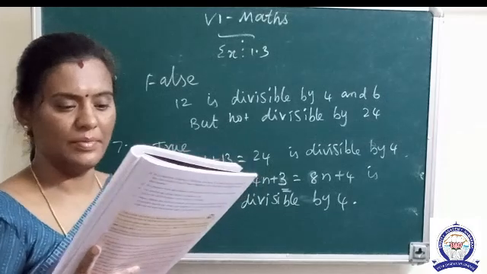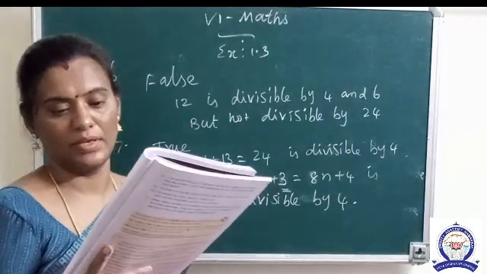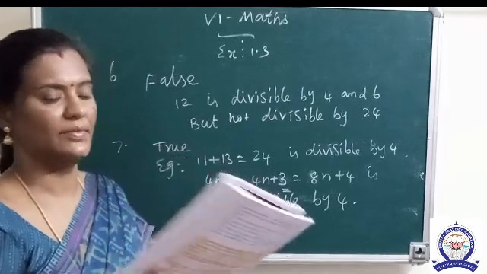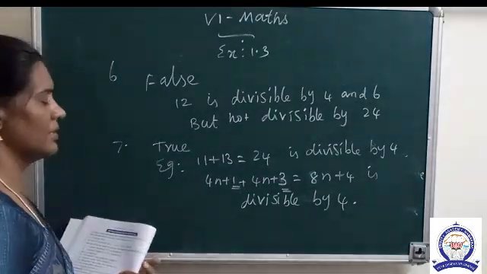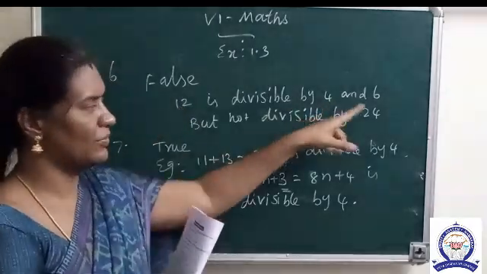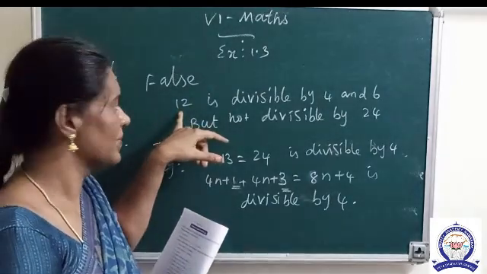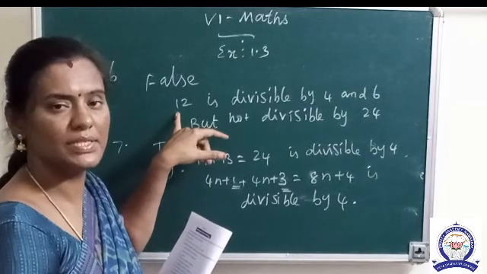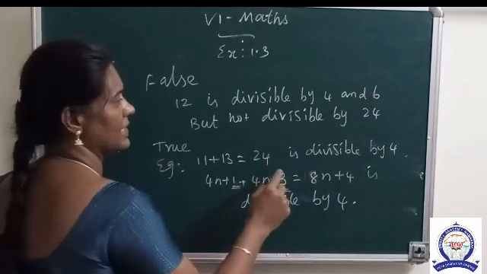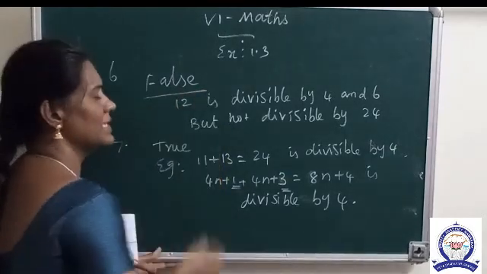See the sixth sum. Numbers divisible by 4 and 6 are divisible by 24. Verify this statement and support your answer with an example. See, the given statement is false because 12 is divisible by 4 and 6. 4 3s are 12, so it is divisible by 4. Then 12, how many 6s? 2 6s are 12. This 12 is divisible by 4 and 6, but this 12 is not divisible by 24. So the given statement is false.